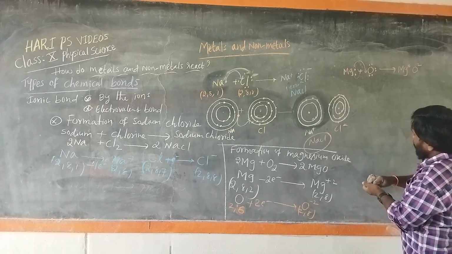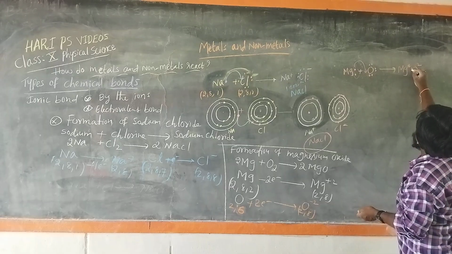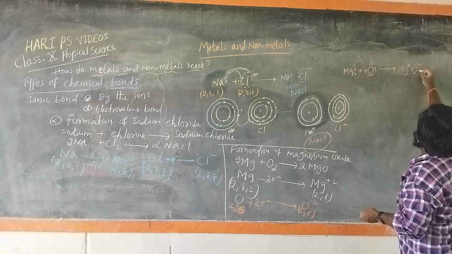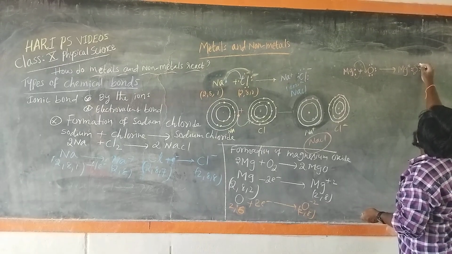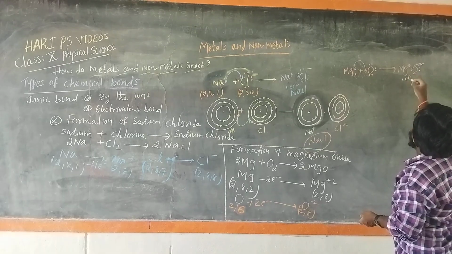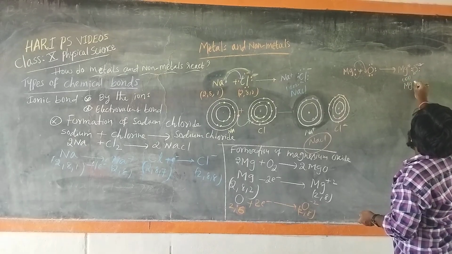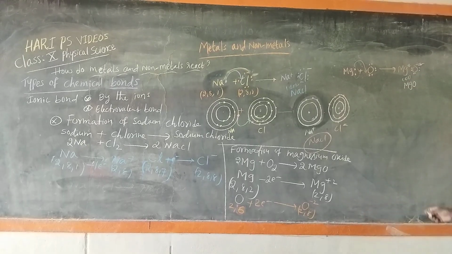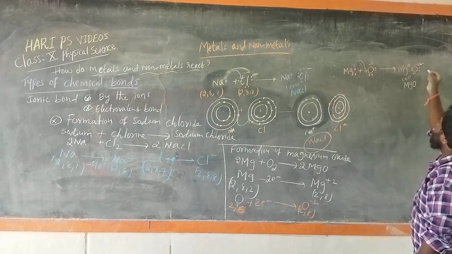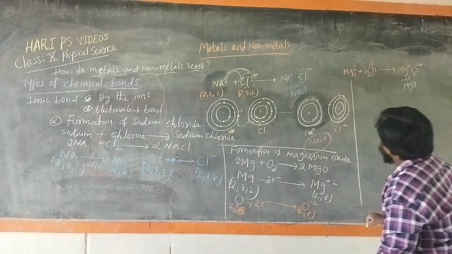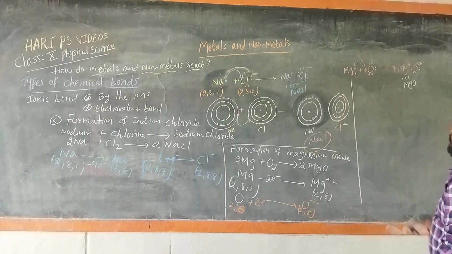So here are 2, 4, 6 and 8. Or simply we can write it as MgO. So we can write MgO, magnesium oxide.